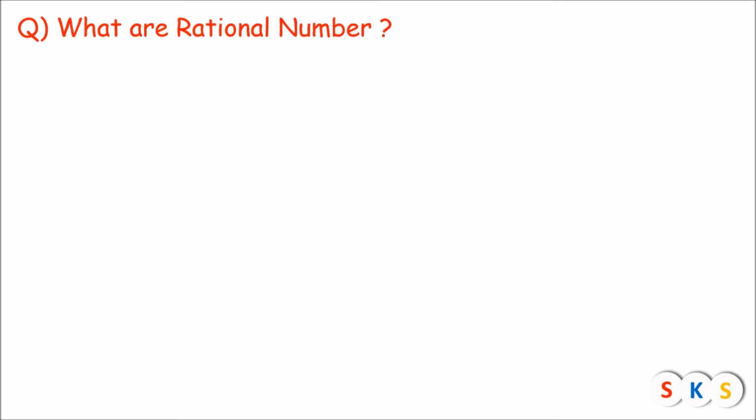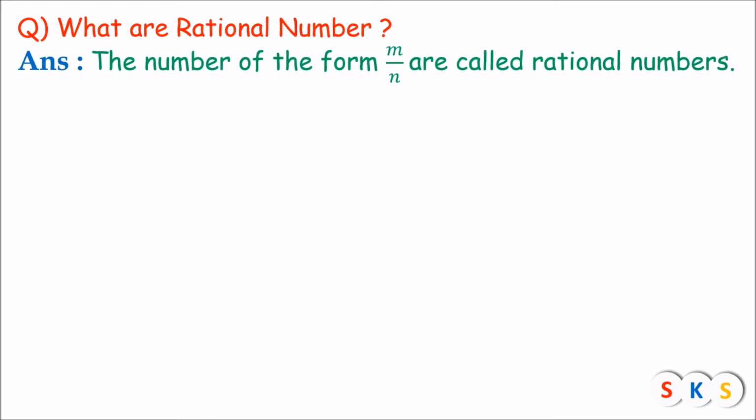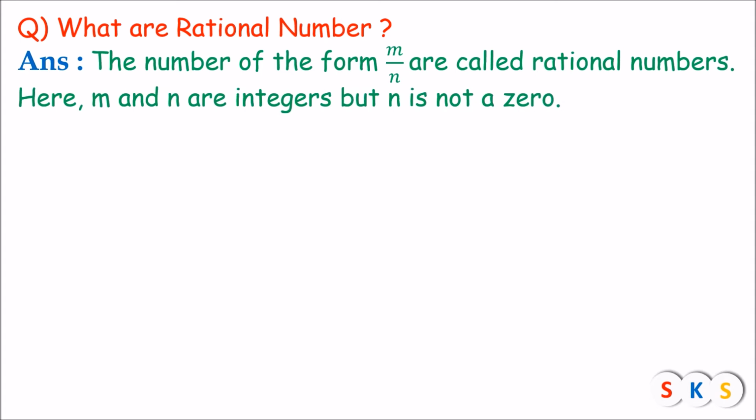What are rational numbers? The numbers of the form m upon n are called rational numbers. Here m and n are integers, but n is not zero. So what is a rational number? It is a fraction in the form of m upon n, where the numerator and denominator of this fraction are integers, but the denominator should not be 0.